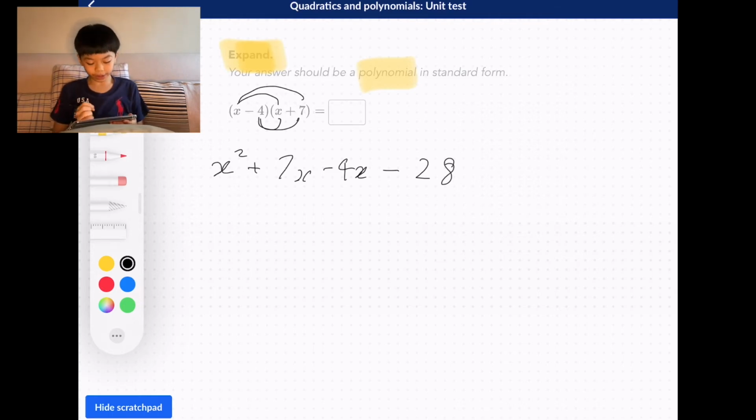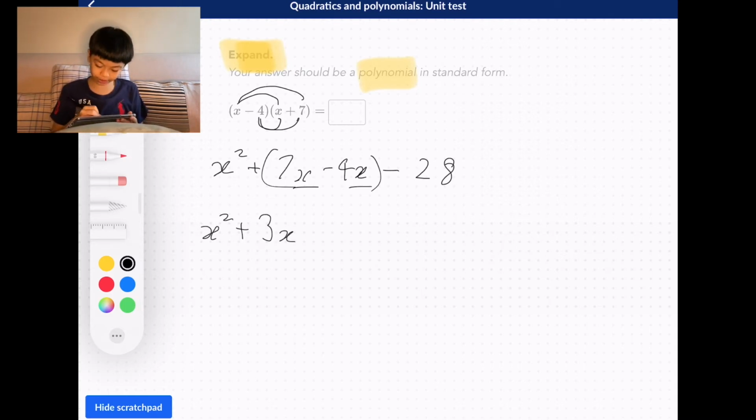This isn't done because over here x and x has no square or any other different numerals multiplied by it. So we can do x squared plus 7x. We can put a bracket over here, 7x minus 4x, which is 3x, minus 28. This is our following answer.